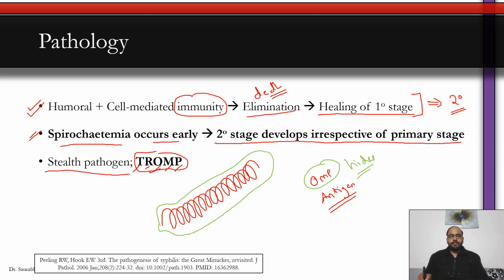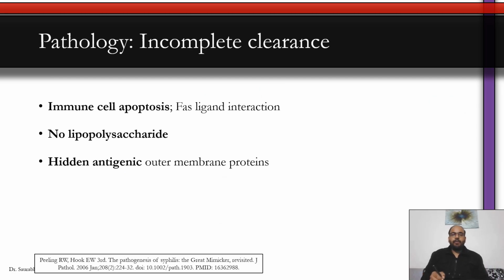Let's move forward. What actually happens is that even if the primary chancre is healed because of the immune mediated destruction of the organism, there are a few left out treponemes that are going to survive, and that leads to the incomplete clearance of treponemes from the body. Now, how is the organism able to evade the immune system? There are many theories about it. I've just highlighted a few of them.